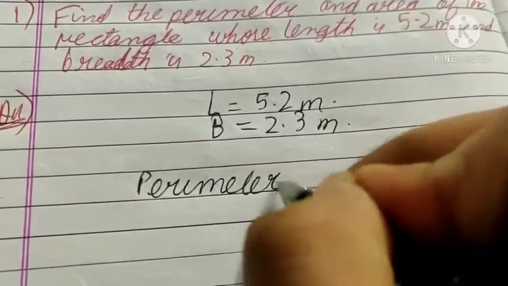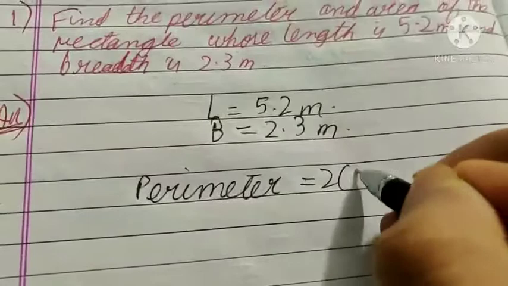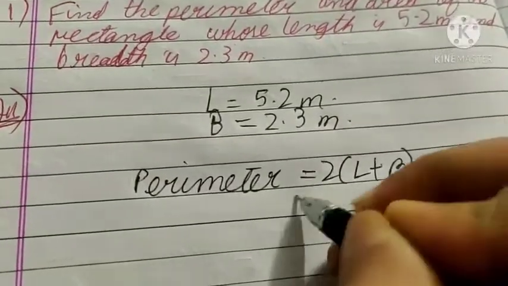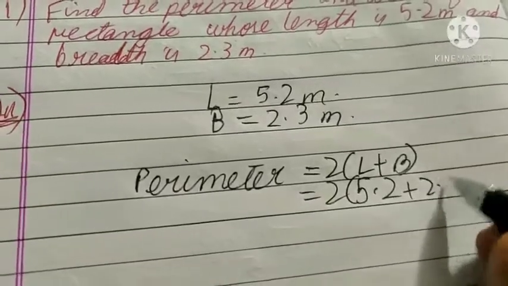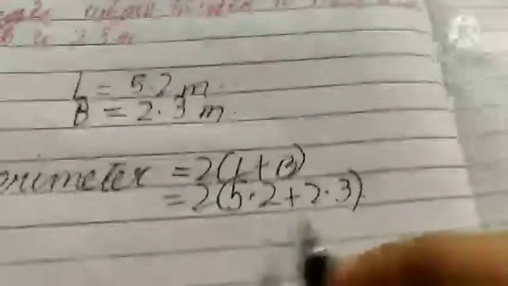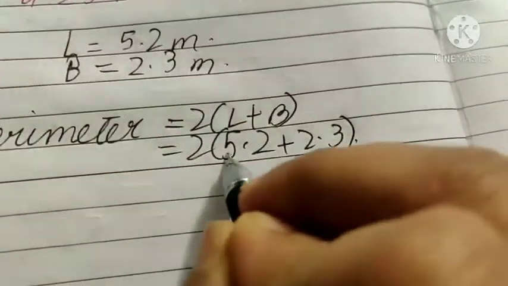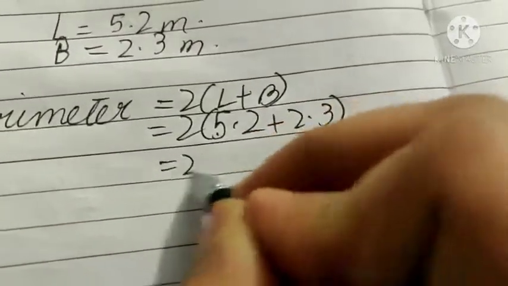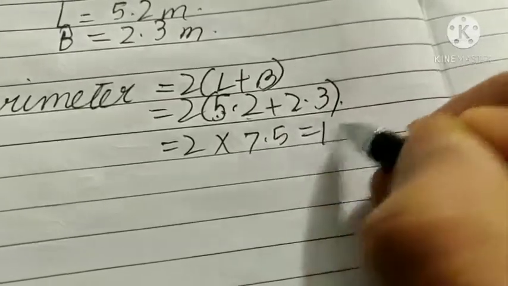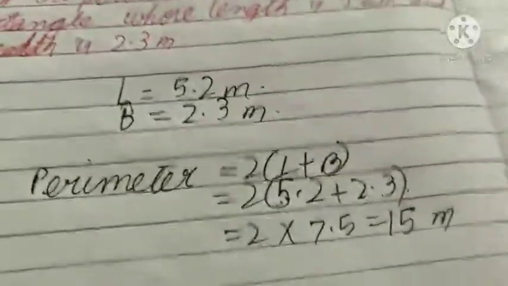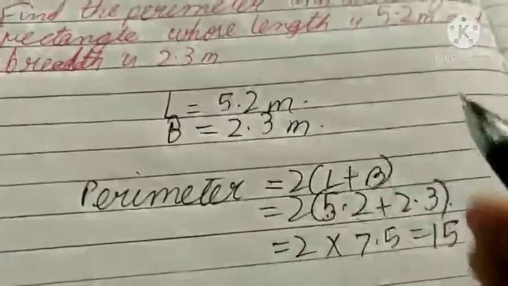Perimeter has the formula 2(L plus B), that is 2 into (5.2 plus 2.3). Adding it will give you 7.5. 2 into 7.5, that is 15 meters. Okay, that is the perimeter in meters.